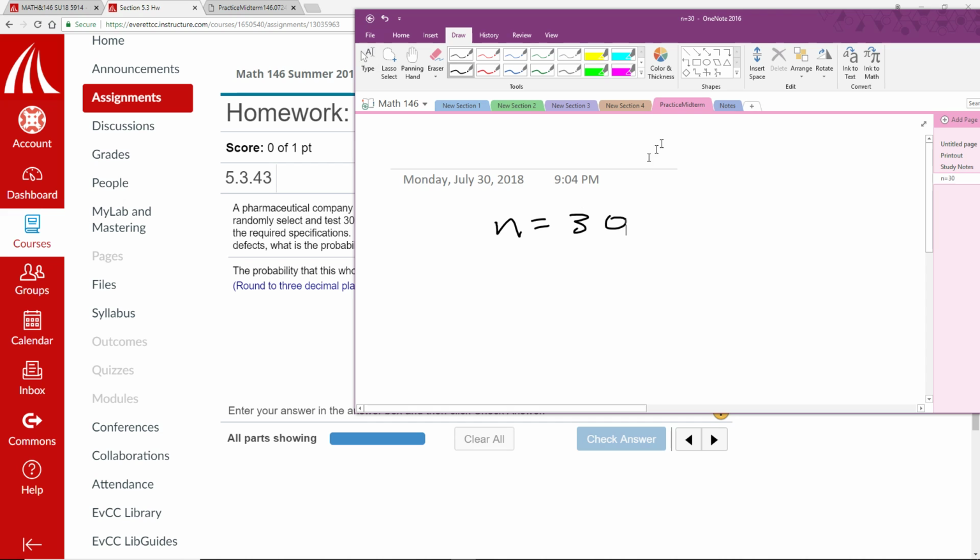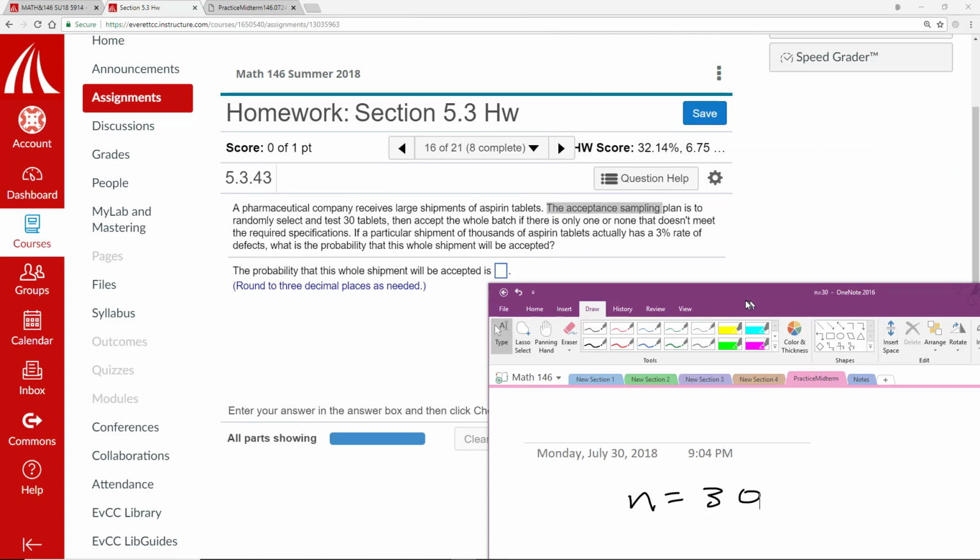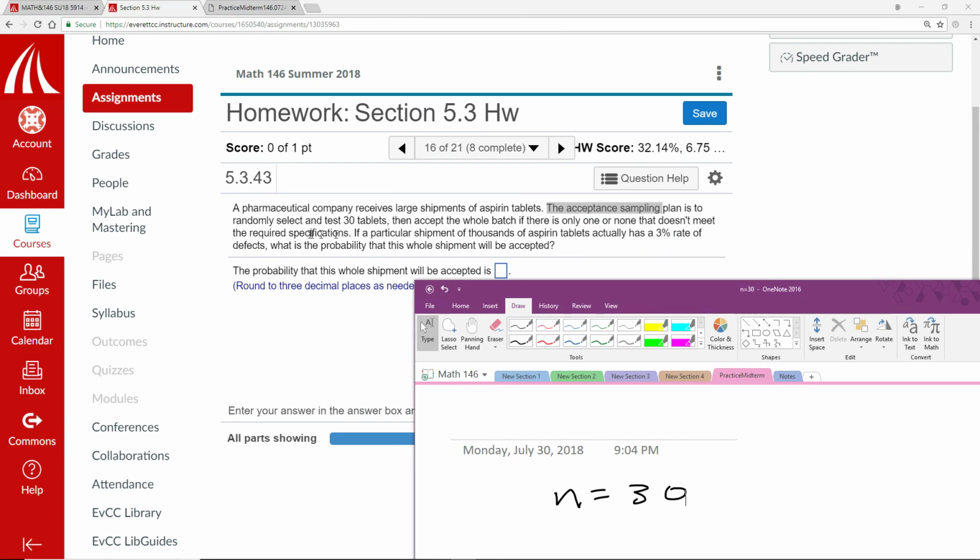We're sampling 30 tablets. The acceptance sampling plan is to randomly select 30 tablets, then accept the whole batch if there is only one or none that doesn't meet the required specification. If a particular shipment of thousands of aspirin tablets actually has a 3% rate of defects, what is the probability that this whole shipment will be accepted?